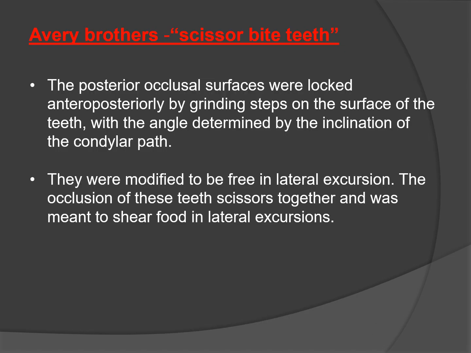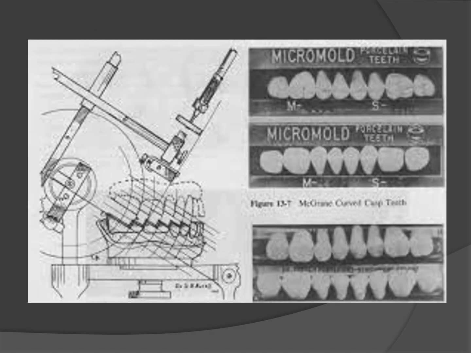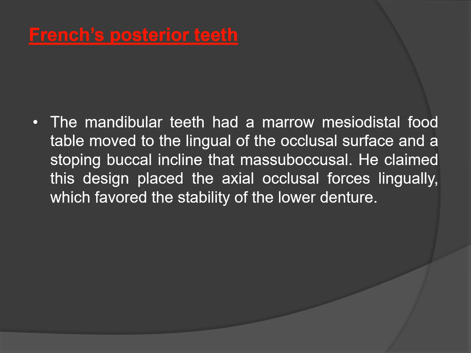The next type of teeth were the scissor bite teeth. In this, the posterior occlusal surfaces were locked anteroposteriorly by grinding steps on the surface of the teeth. The angle of the teeth was determined by the inclination of the condylar path, or the horizontal condylar guidance. They were free to be modified in lateral excursion. So it looks like this. If you look at the teeth, the cusps look like the blades of scissors, and that's why it's called scissor bite teeth. And this angle of the tooth cusp was parallel to the horizontal condylar guidance.